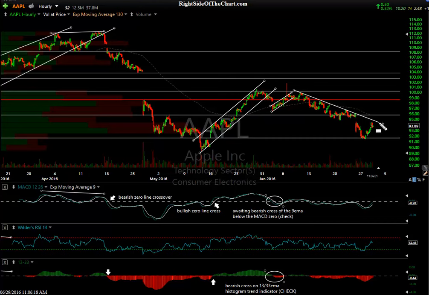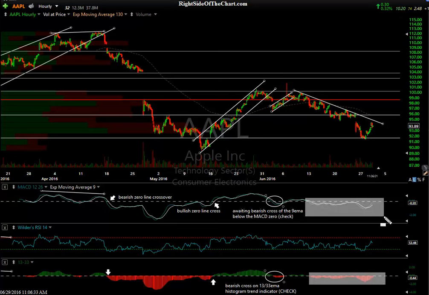And the first bullish technical event would be, well, let me just point one thing out and then I'll get to the price. We had a bearish cross on the 13/33 histogram there. A little bit of a whipsaw signal, but the trend has remained bearish since, as has the MACD being below the 0 line right there.